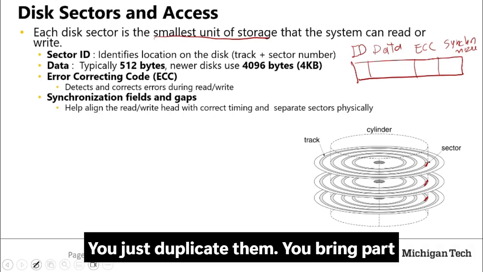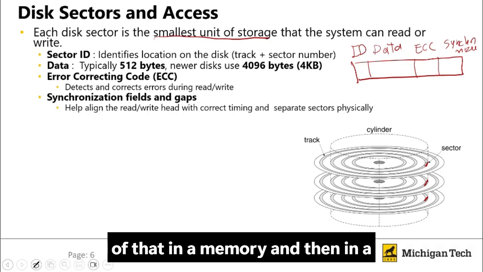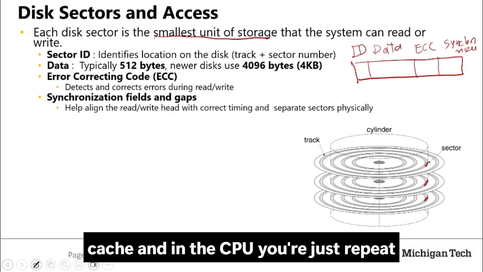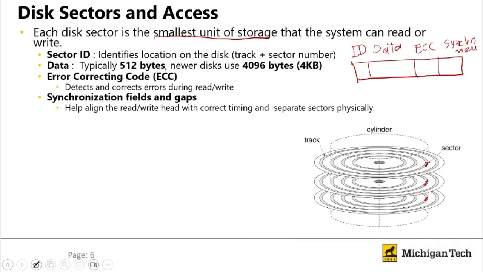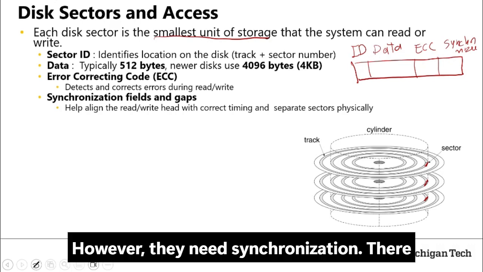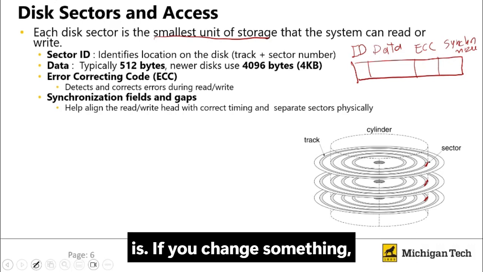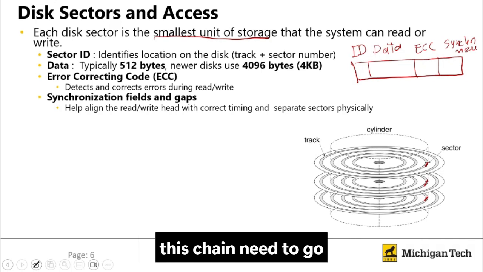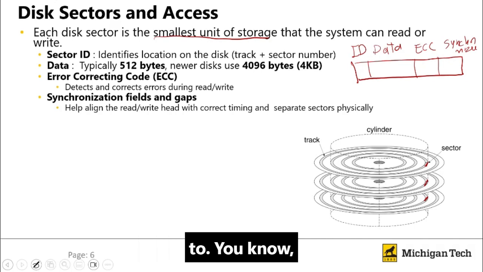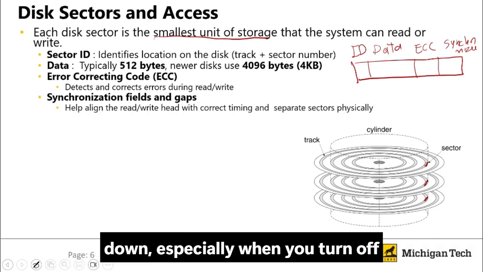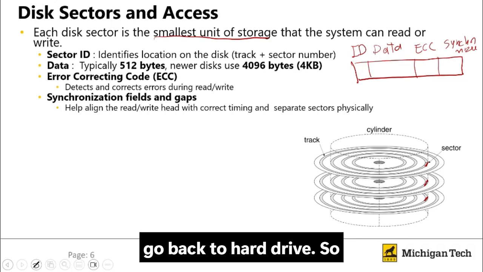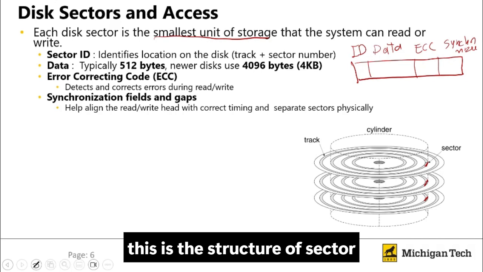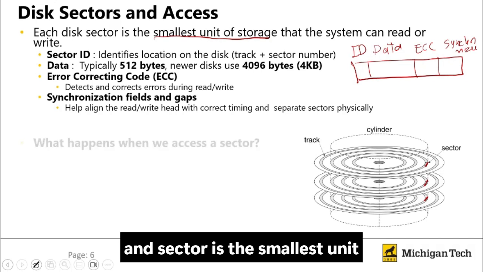If you have other levels of memory, they are just copies of this. You bring part of that into memory and then into a cache and the CPU. They are just duplications of each other. However, they need synchronization. If you change something, this change needs to go down the chain, especially when you turn off your computer. Everything needs to go back to the hard drive. So this is the structure of a sector, and a sector is the smallest unit of storage.